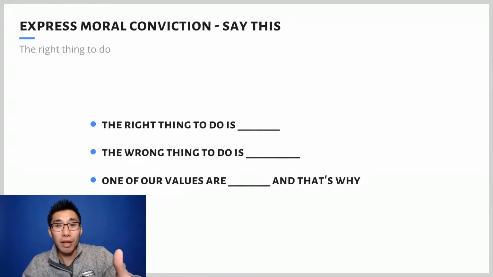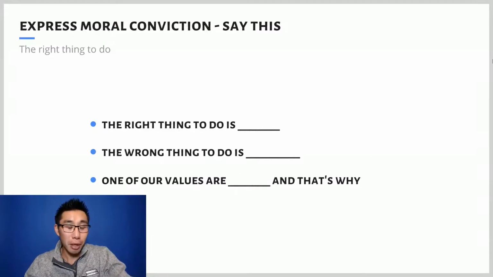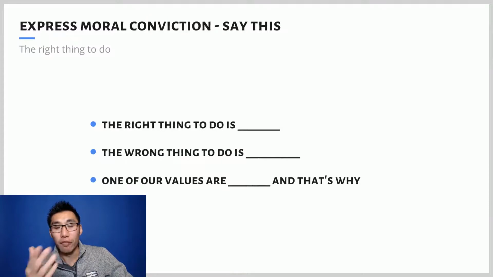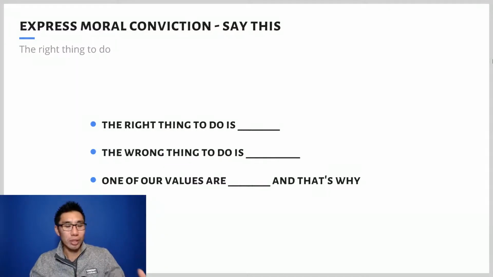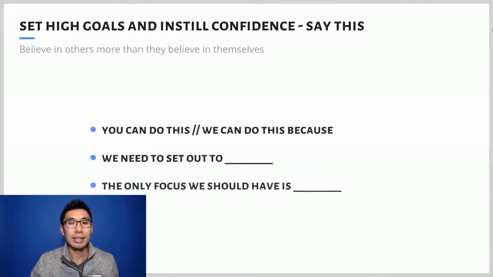Now, if you want to captivate people, you talk to their bigger power, okay? Not your bigger power, their bigger power. If the right thing for them is to be honest, well, you can say, I know honestly, being honest is one of your values. And last week, this one thing that you said, it made me not trust you as much. Okay, so the right thing to do, the wrong thing to do, what's our values, and are we doing the right thing? And setting high goals and instilling confidence is what you want to say, right?